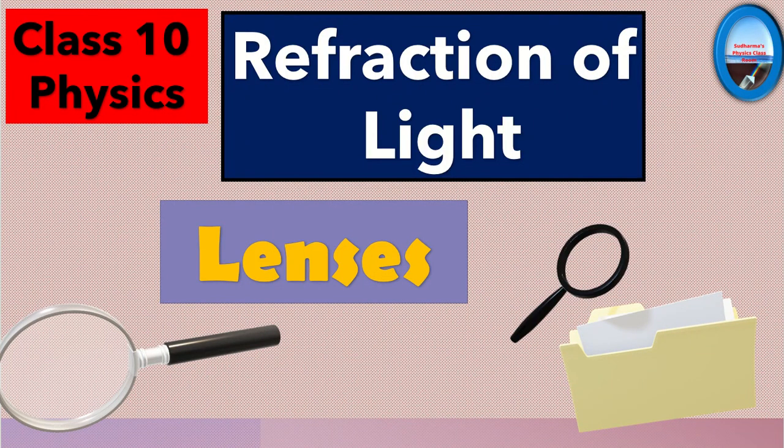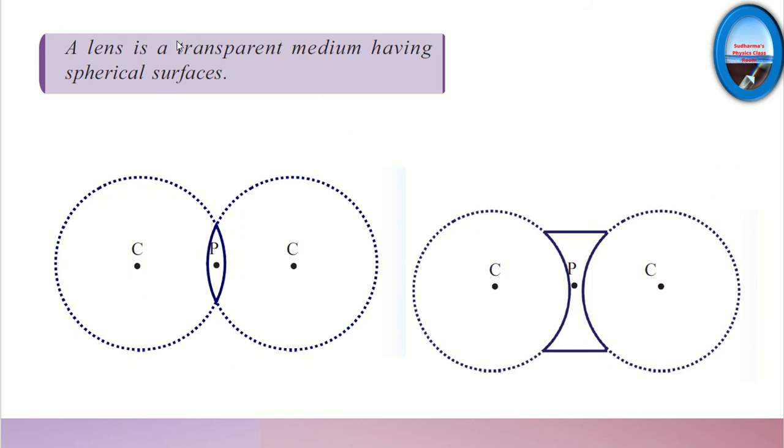How many of you have seen a lens? Many of you know what a lens is, right? And the phenomenon taking place when light passes through a lens is nothing but refraction. So, a lens is a transparent medium having spherical surfaces. It has spherical refracting surfaces. Okay, so it will have two refracting surfaces.